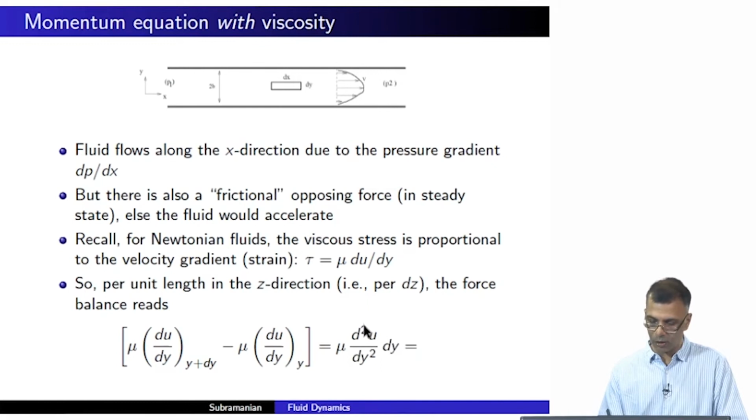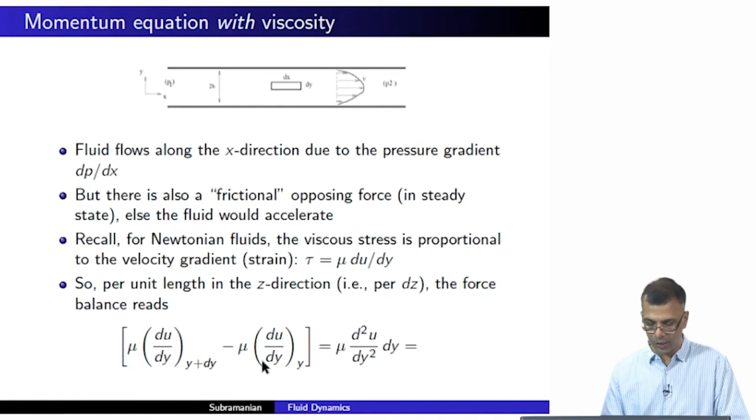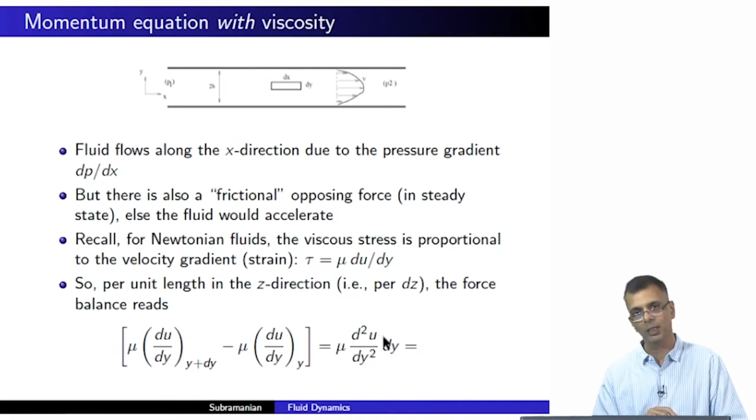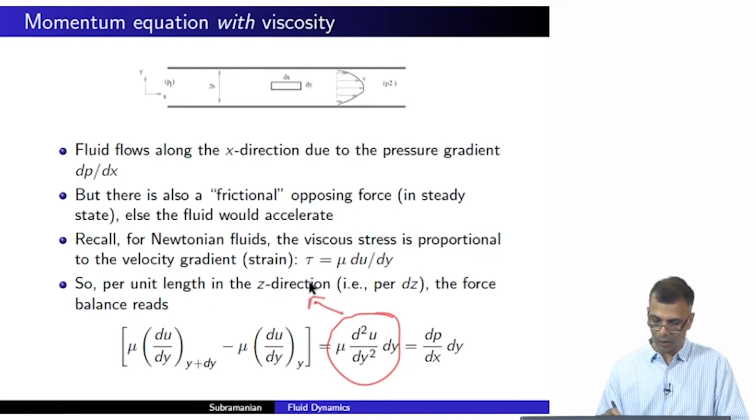This quantity is equal to d squared u dy squared times dy, by the definition of a derivative. You already have a first derivative here, and you divide this by a dy and you have d squared u dy squared. And I multiply that because it was not here. So this is essentially mu times d squared u dy squared times dy. And this I'm writing down. So this is the viscous force, the opposing force.